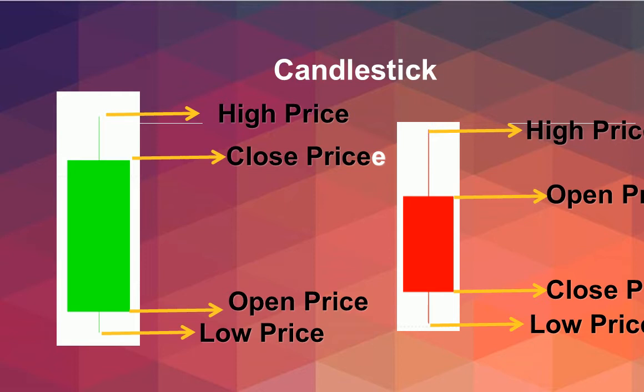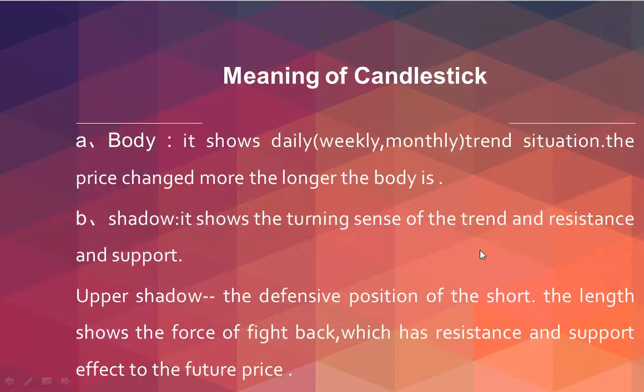So this is the open price. This is the low price because we can see this is the shadow. This is the low price. Then this is the close price and this is the up shadow. This is high price, okay? This is for the green candlestick. For the red candlestick, the open price is here, this is the close price, then this is the high price. So this is the candlestick. So if we see this is the shadow and this is the open price, so we can know how to judge. We can see the next one, meaning of candlestick.